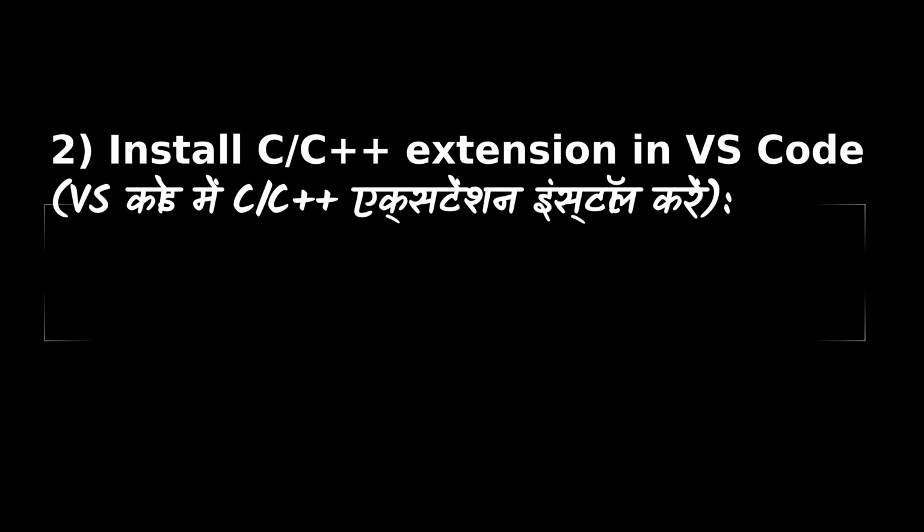Next, we'll install the C/C++ extension in VS Code. Open VS Code and go to the Extensions tab. Search for C/C++ by Microsoft. Click Install. This extension gives us IntelliSense, debugging, and code navigation for C and C++ programs.